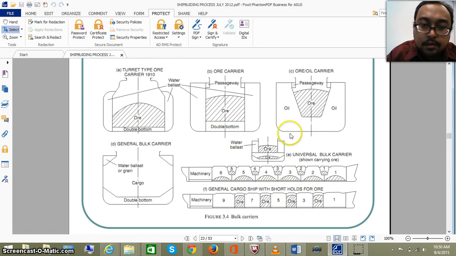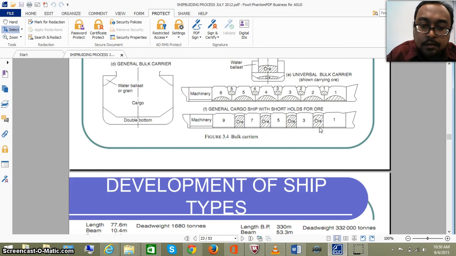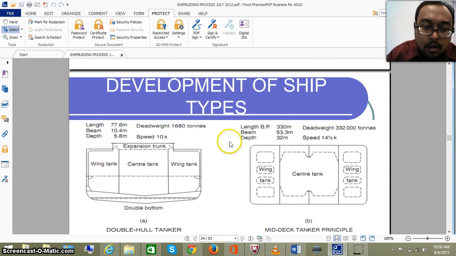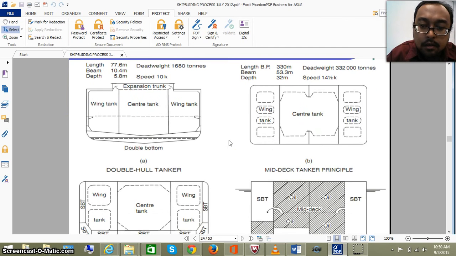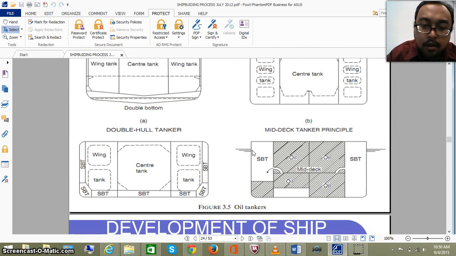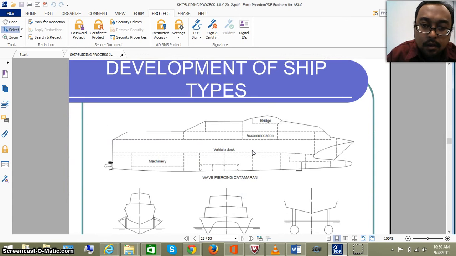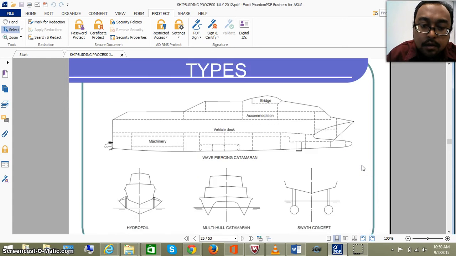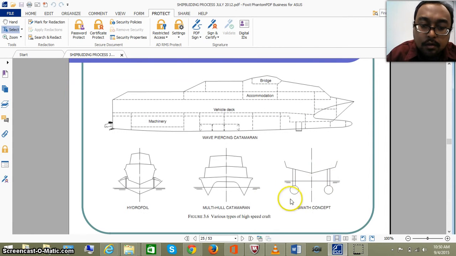Bulk carriers, ore carriers. Ore, oil carriers. Double hull tanker, mid-deck tanker, and others. Then we look at high-speed ships: wave-piercing catamaran, hydrofoil, multi-hull catamaran, and the SWATH concept.